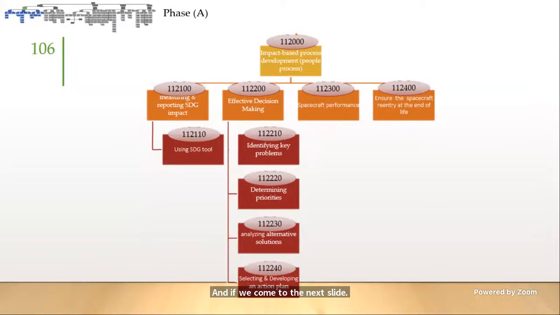Okay, we need now to measure and report what is called SDG impact, that is Sustainable Development Goals, mainly related to social and environmental impact. And we can use a tool to accomplish that. Also, there is the issue of making effective decisions through some sub-level stages, including determining priorities and analyzing alternative solutions. And of course, we need to assign things that we need a positive impact on, for example, to ensure the spacecraft re-entry at the end of life, as well as its performance. Next slide.